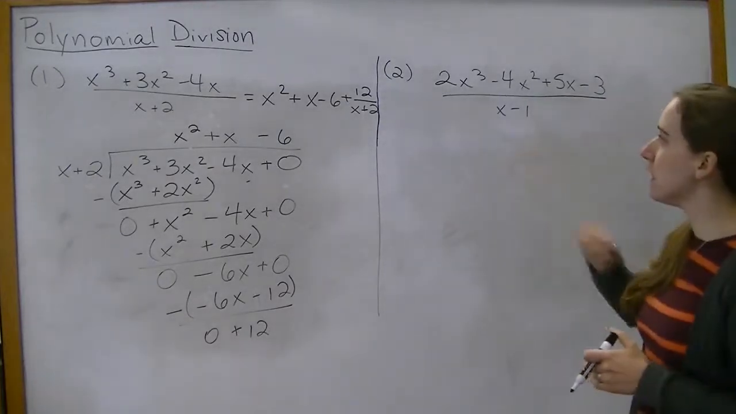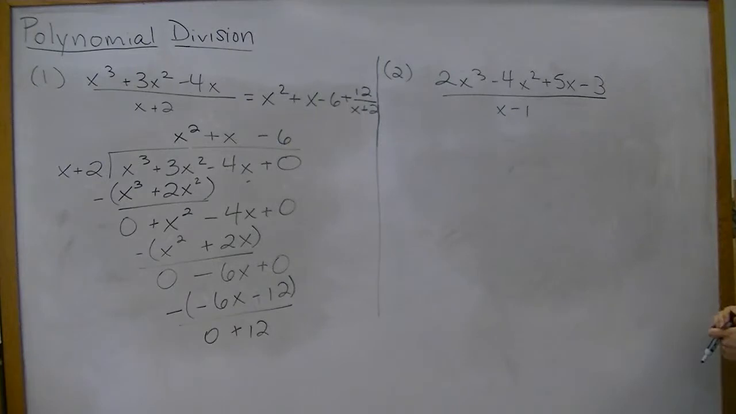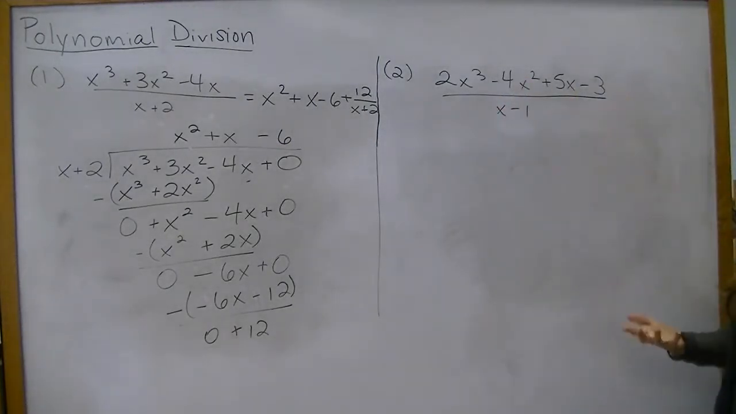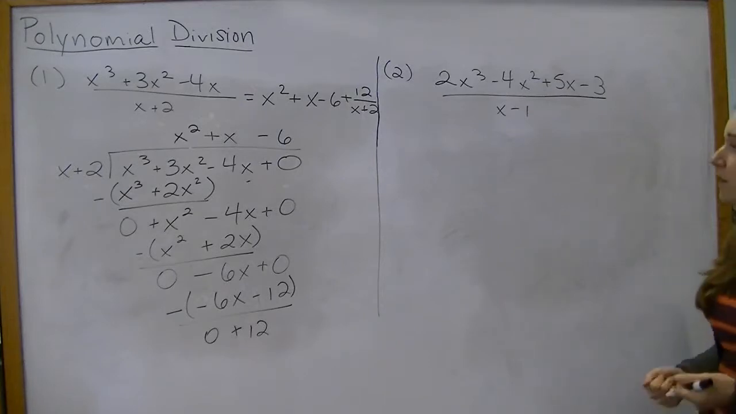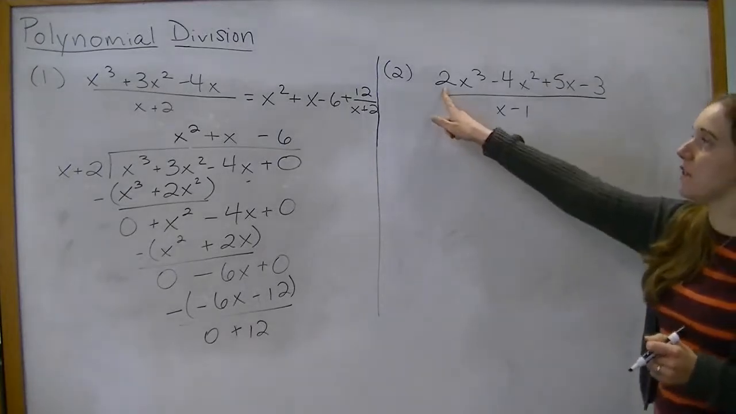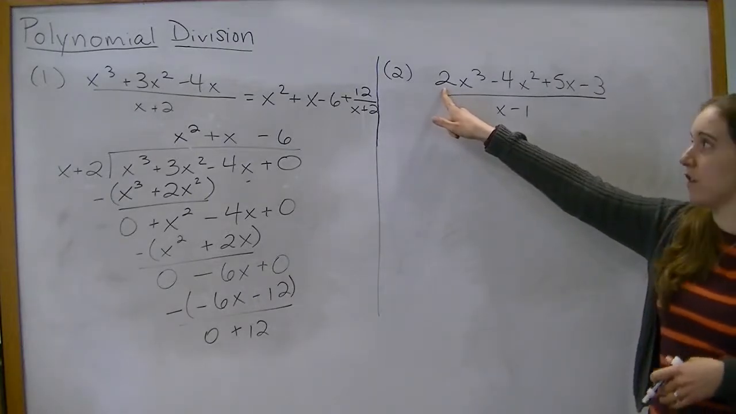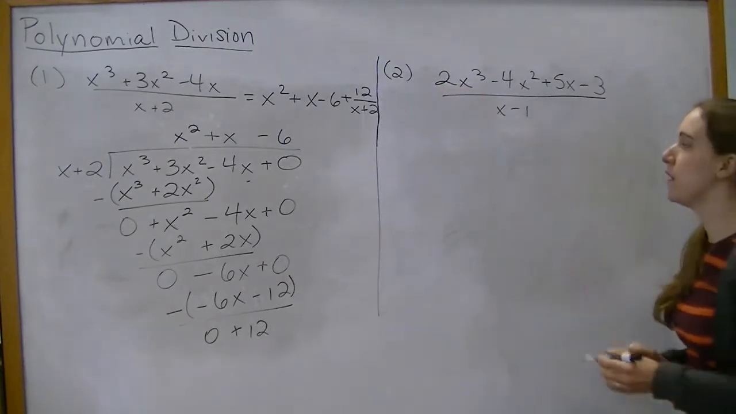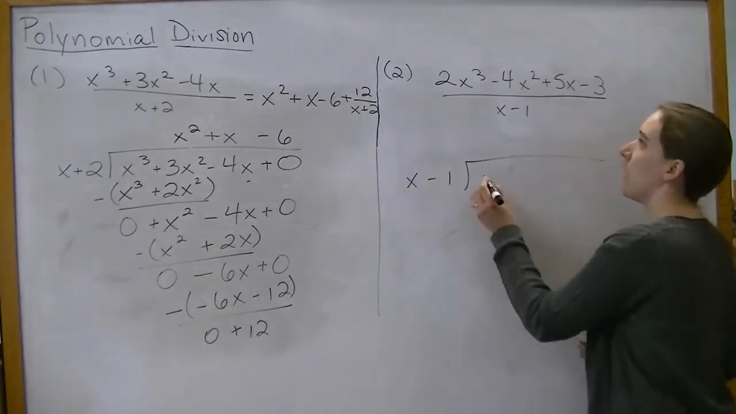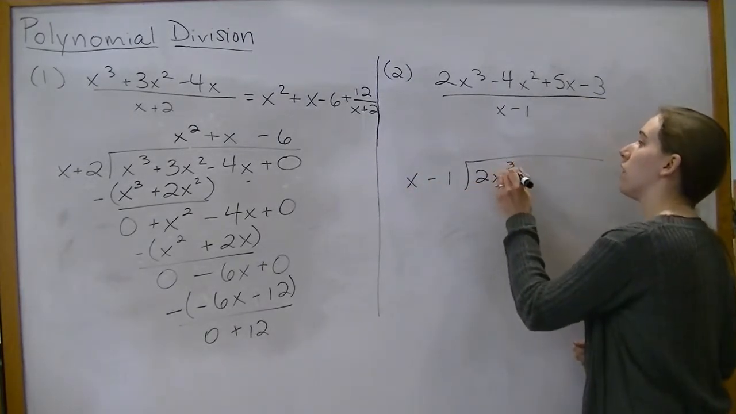Now let's look at number 2, the second example here. Notice that every term is here in this case, so I don't have to worry about adding in zeros as placeholders. Also notice that I have a 2 as my leading coefficient, or the coefficient with my highest term. So I'm just going to have to be careful of that when I actually go through to cancel this term.